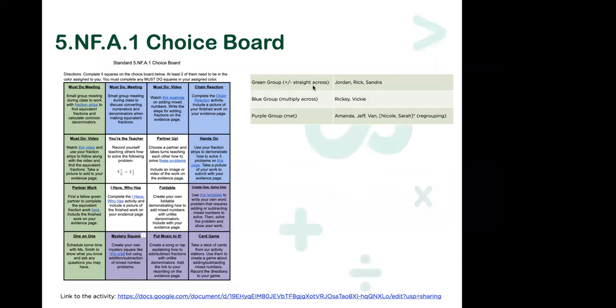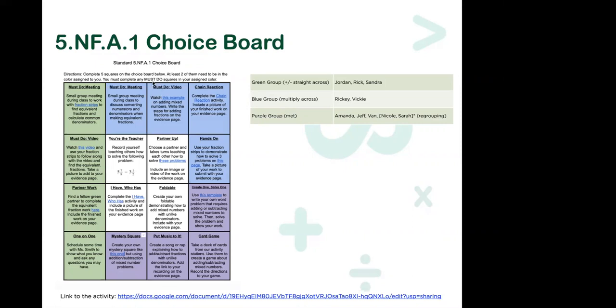I have my students who added and subtracted straight across that are in my green group. I have my students who multiplied across who are in my blue group. And then my students who are in that MET category, where they're showing some level of understanding of the concept, are in my purple group. And then anything in the center is free reign.